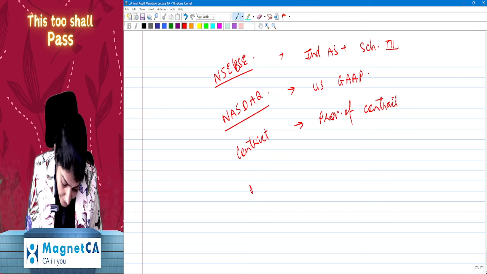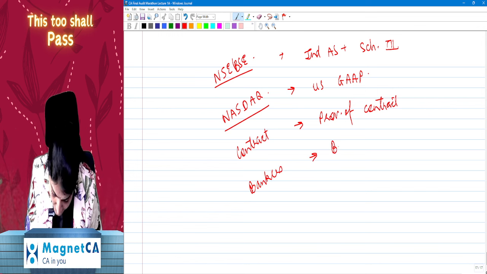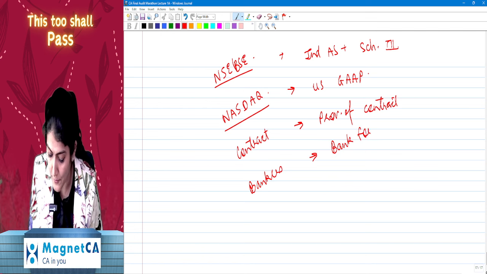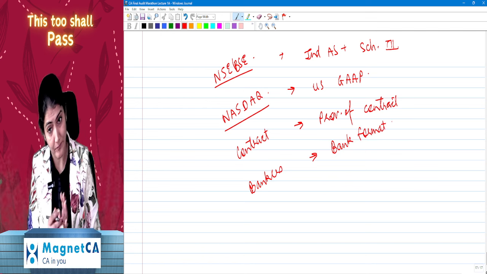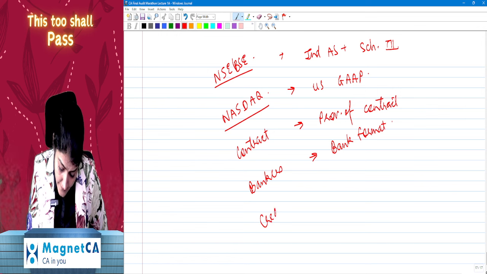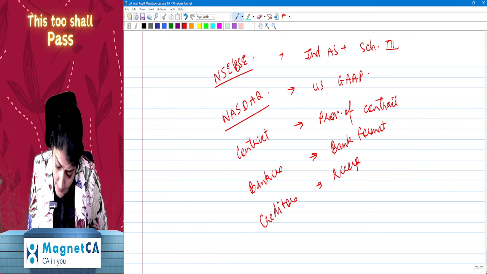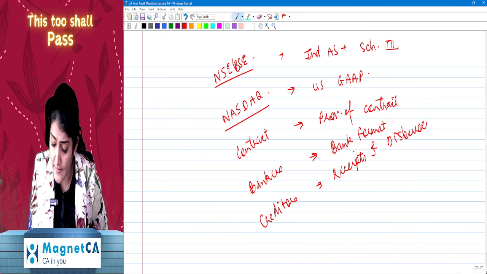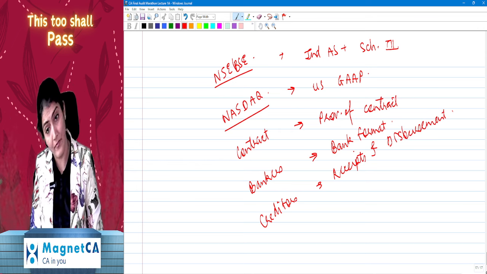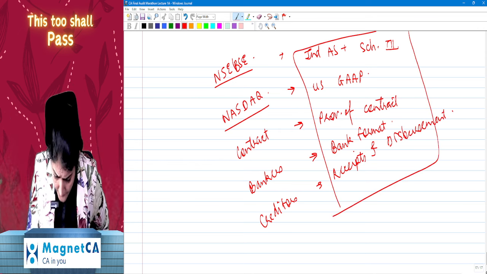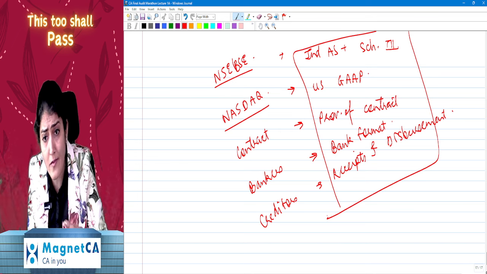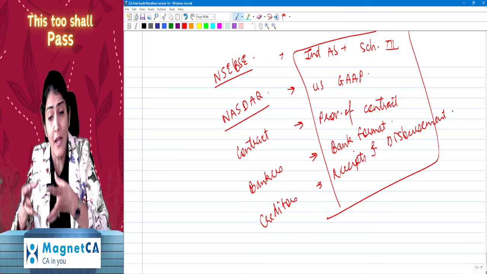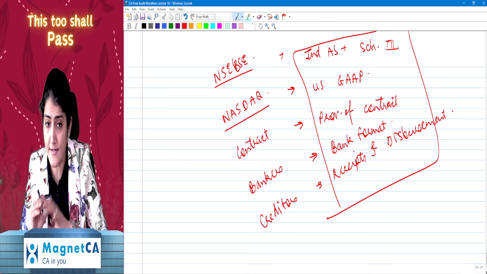Or say you have taken a loan from the bank and the bankers say that you need to submit your financial statements as per the format provided by the bank. Or the company has creditors and the creditors say, we want the details. Why is the company not paying us? We want the details of the receipts and disbursements of the company. Right? So this is the AFRF, the laws and regulations which are to be followed while preparing the financial statements.